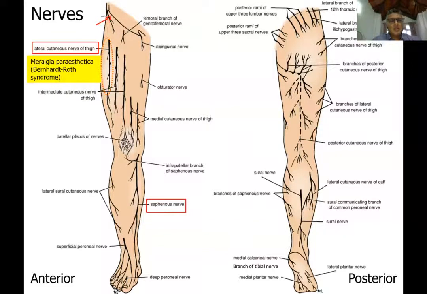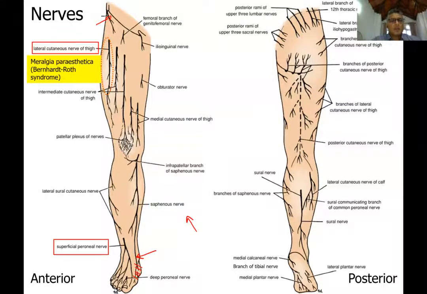And then the saphenous nerve, we mentioned it in the previous slides also. It accompanies the great saphenous vein, and it is important to know about it during venous cut down, because if you damage the nerve, the patient will have numbness over the medial aspect of the lower part of the leg and the medial aspect of the foot.